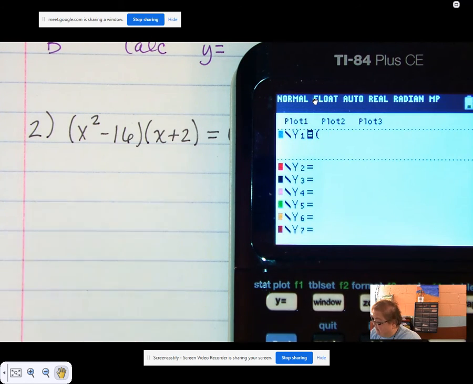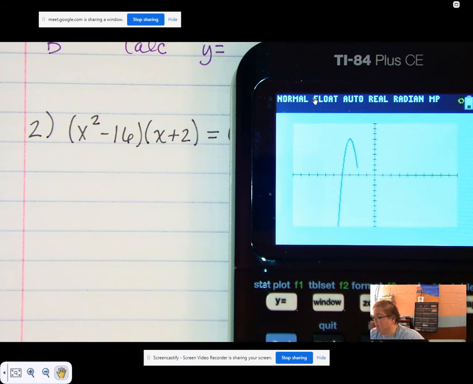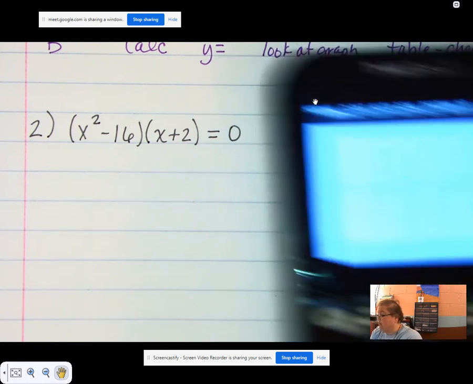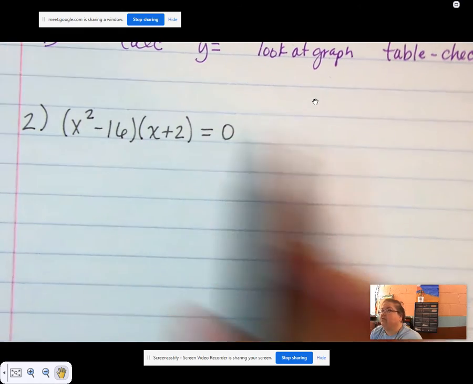Parentheses, x squared minus 16 times x plus 2. Graph it and look at it. How many times does that cubic function intersect the x-axis? 3 times. How many answers should I have? 3. Because 3 times this is going to equal 0.